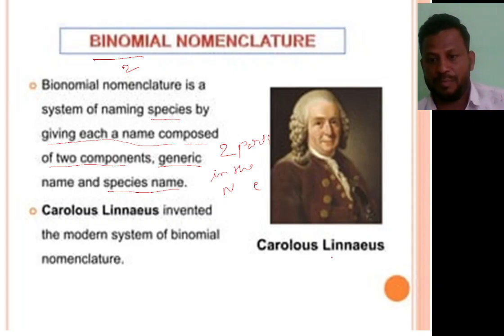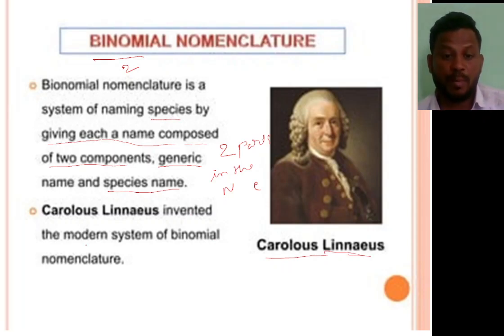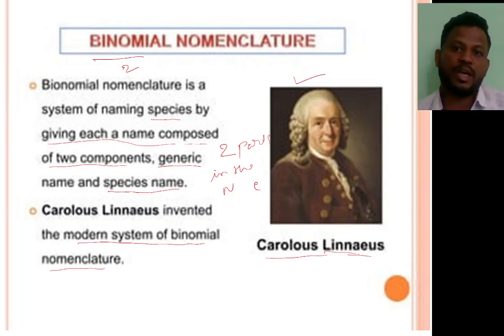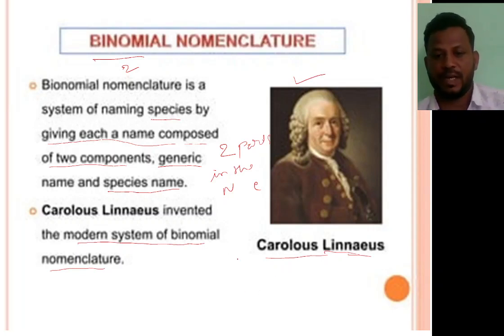This is the fellow Linnaeus. Carolus Linnaeus is the fellow who invented the modern system of binomial nomenclature. He is the person who invented this system. Which system? The binomial nomenclature system was invented by this person. Okay, you can see the picture of that person.